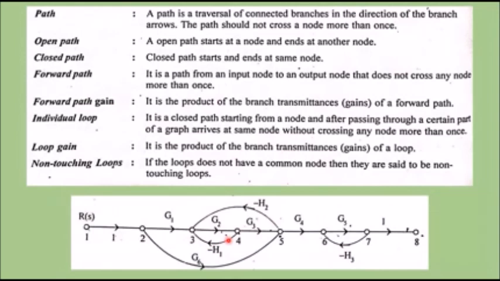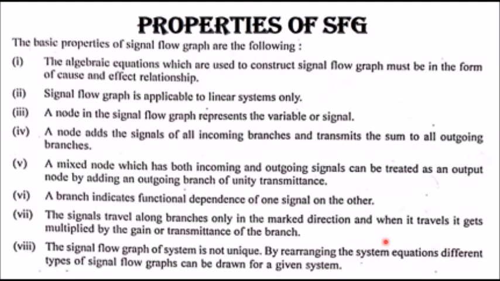So what are non-touching loops? I can say from 3 to 4 and 4 to 3 is one loop, then 3 to 4, 4 to 5, and back to 3 is another loop. But in these two loops, node 3 and node 4 are common. So these two are called touching loops. But if you consider this loop and this loop, no nodes are common, so these are called non-touching loops.